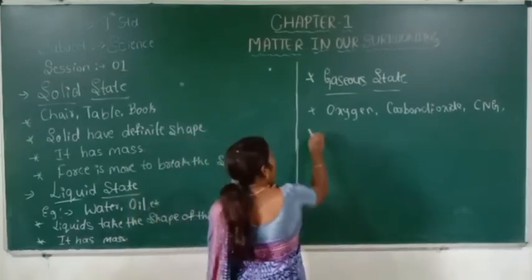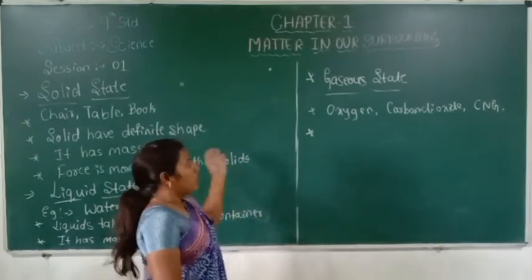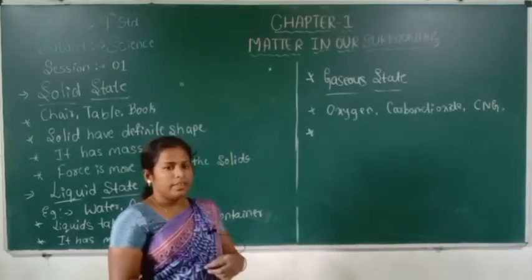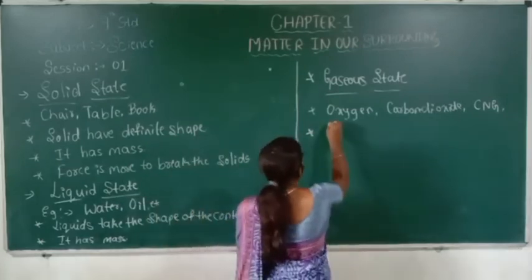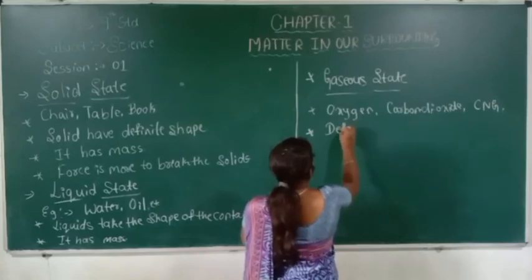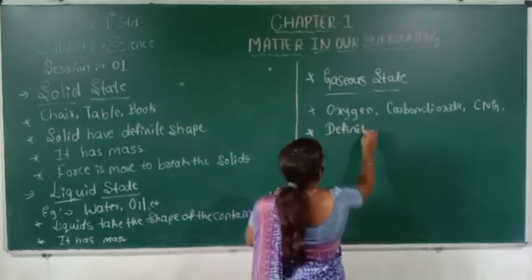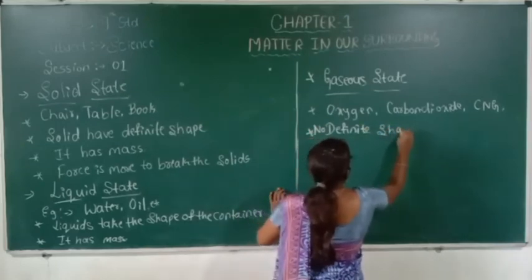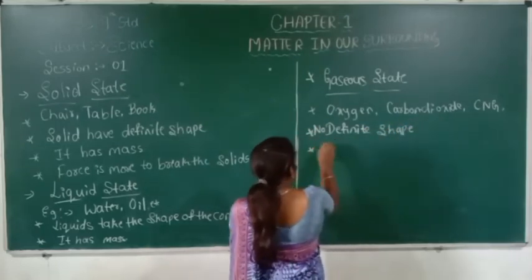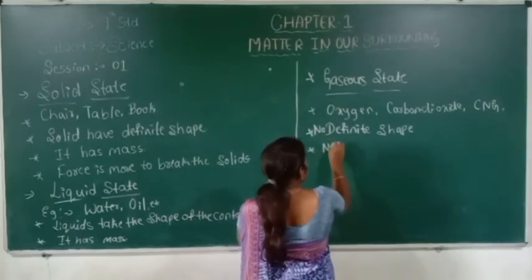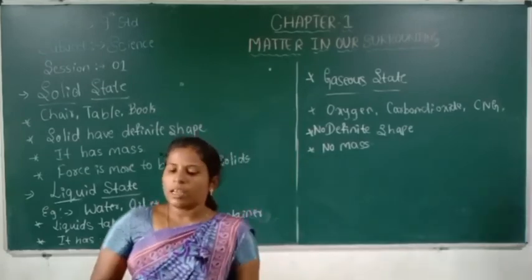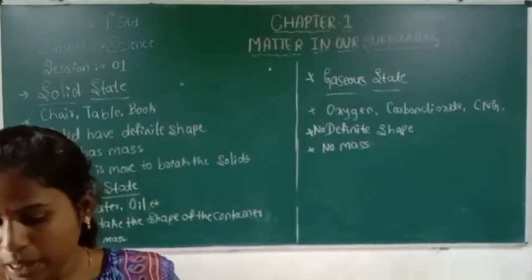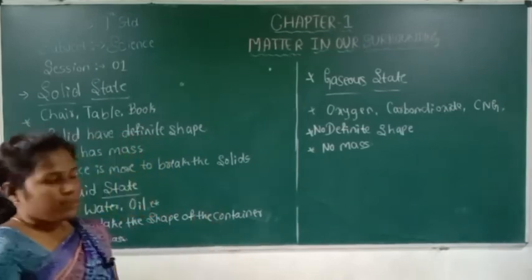So the properties of a gaseous state: no definite shape and no definite mass. So gaseous state has no definite shape and no definite mass.